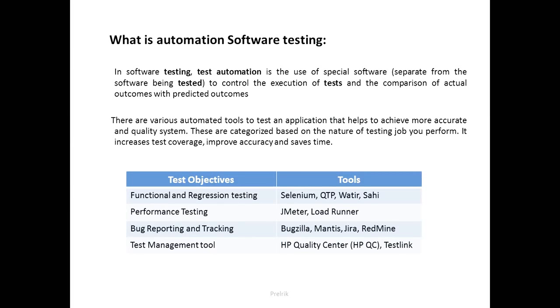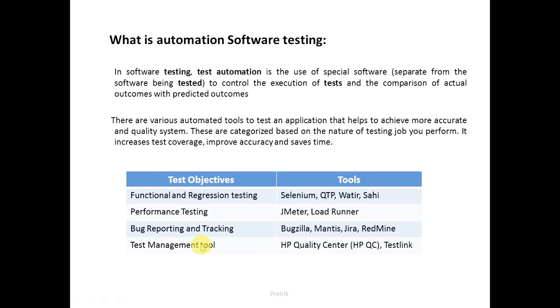Now what is automation? Automation is like implementing a tool to eliminate the manual process. There are different tools available in the market for different test objectives. So what are the tools and what are they for? For functional and regression testing, there are tools called Selenium, QTP, Watir, and Sahi. For performance testing, there are tools like JMeter, LoadRunner. For bug reporting and tracking, there are tools like Bugzilla, Mantis, Jira, Redmine.